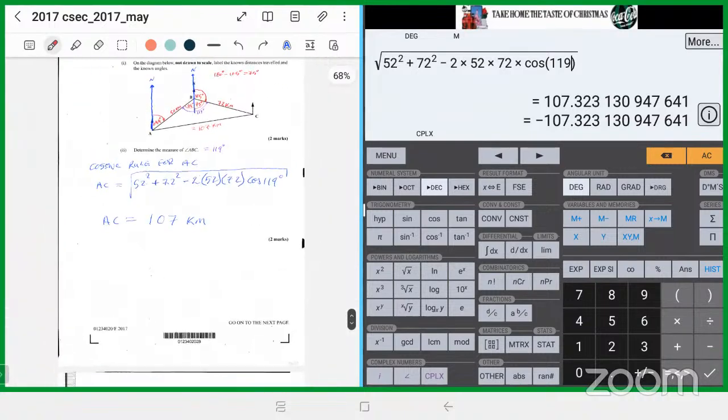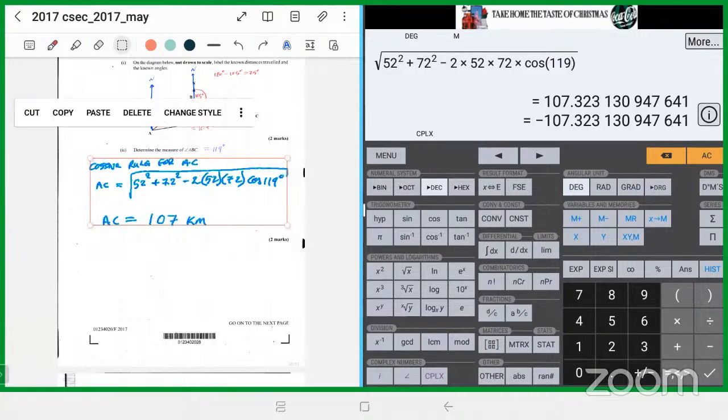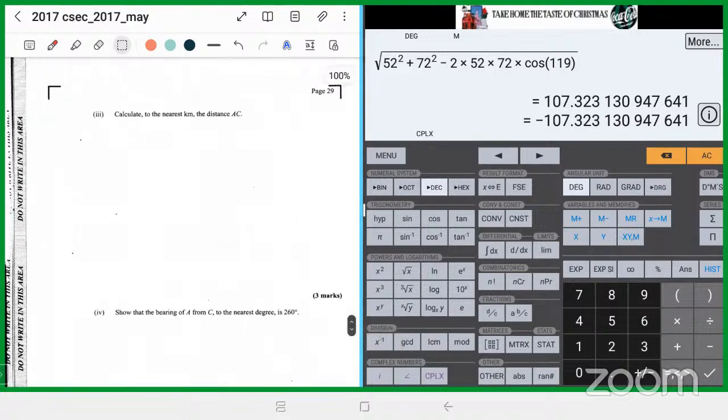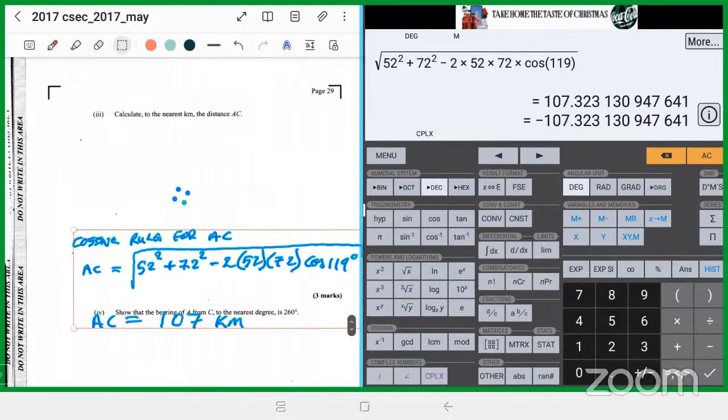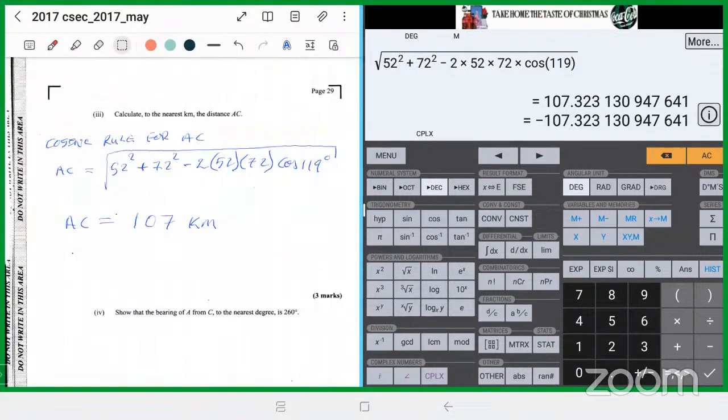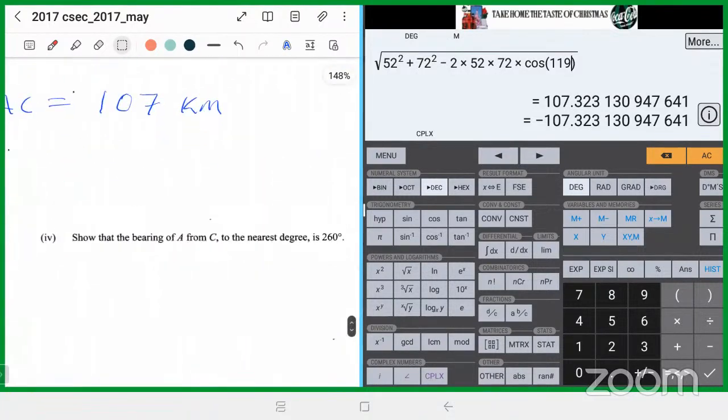Let me copy this down and move it down. Let's cut it and paste it down here where it belongs, right here. All right. That's there. See, they want a bearing. Let's see what they want. They want the bearing of A from C.